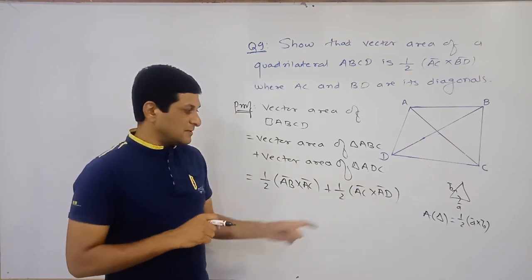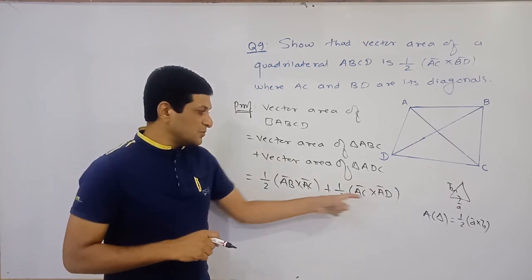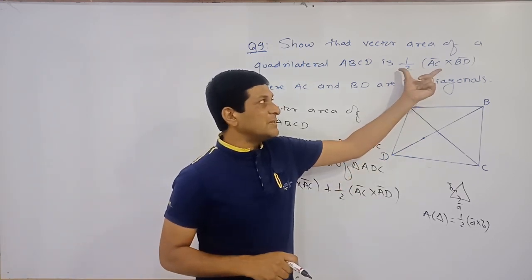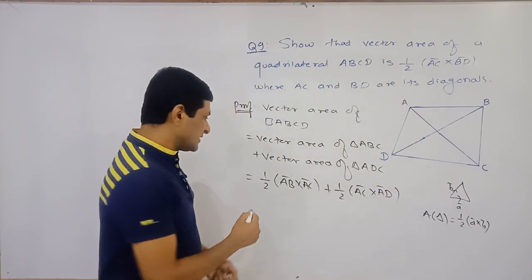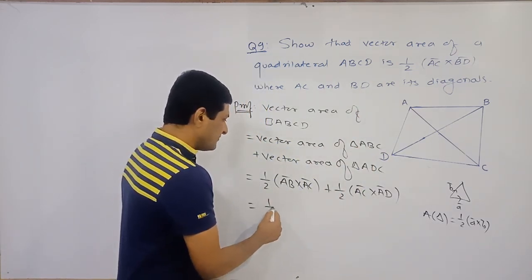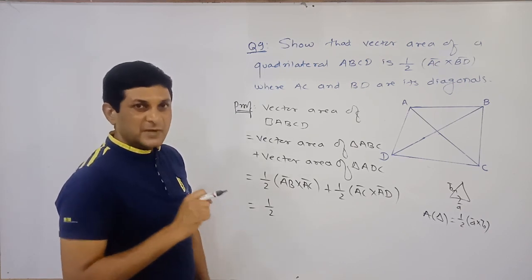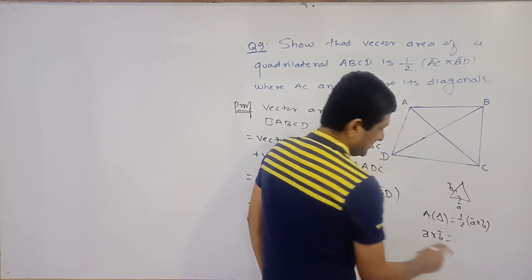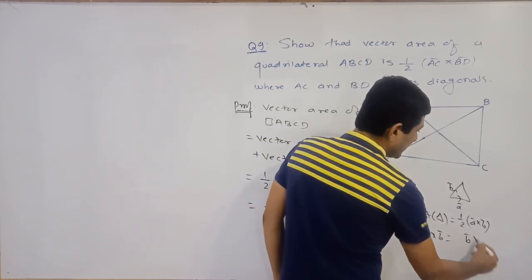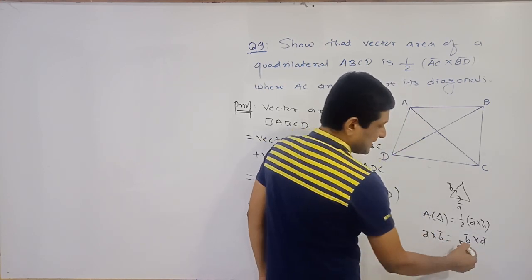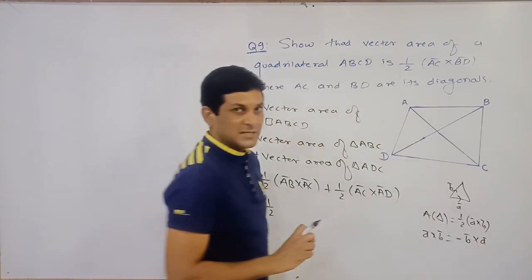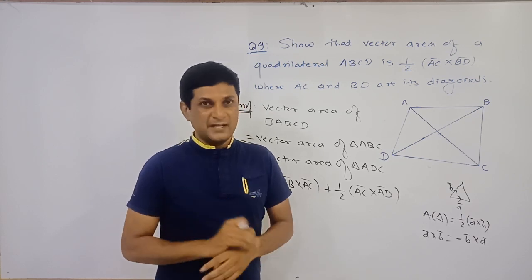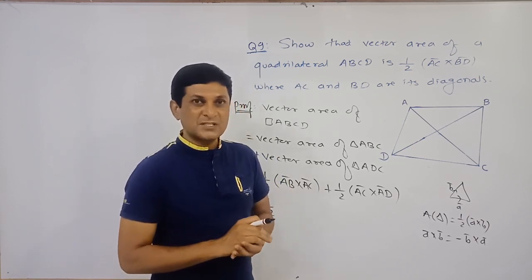Now, by taking the sum of these two expressions, we have to prove that its value is equal to half AC bar cross BD bar. So keep this half as it is. We have seen one result in cross product, that a bar cross b bar can be written, if we interchange these two vectors, as b bar cross a bar, but we have to take a minus sign, because a bar cross b bar and b bar cross a bar are two vectors having equal magnitude, but their directions are opposite.